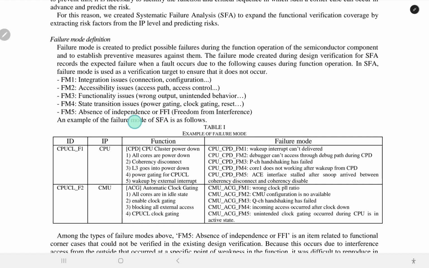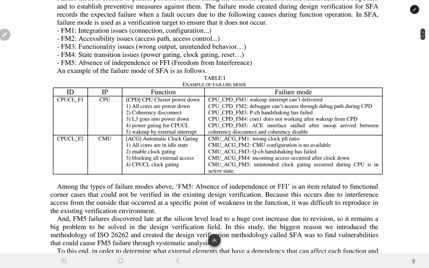An example of the failure mode of SFA is as follows. Table 1, example of the failure mode. ID, IP, function, failure mode. There are so many.